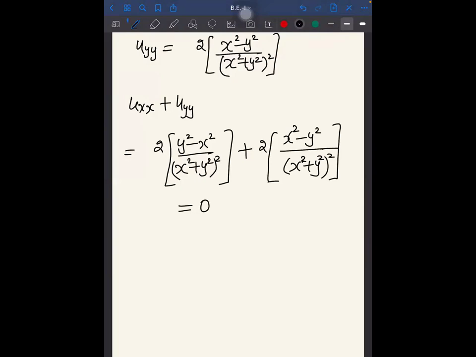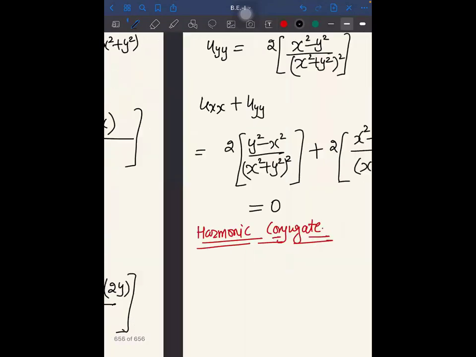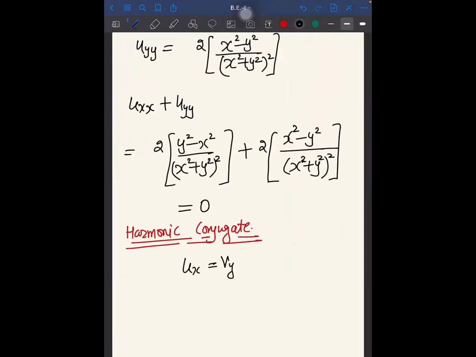Now next part is you want to find out the harmonic conjugate. So what we're gonna do? We'll take ux first, and we know that ux should be equal to vy and uy is equal to minus vx. You can also start with uy as well. Then the whole function will be in the form of phi y, and in the end we will determine phi y, that's how it will be formed. Okay. So now your ux.